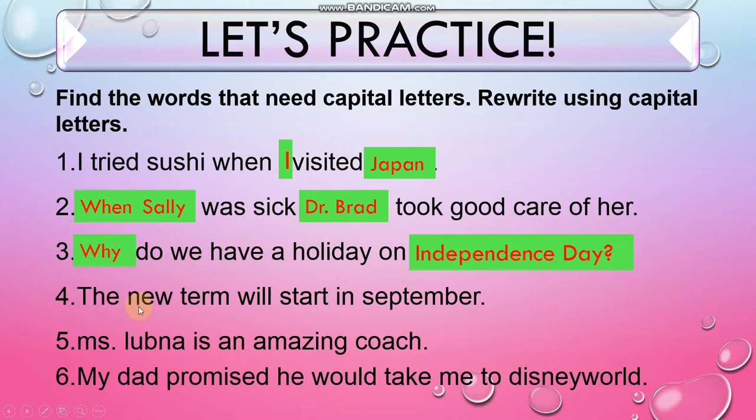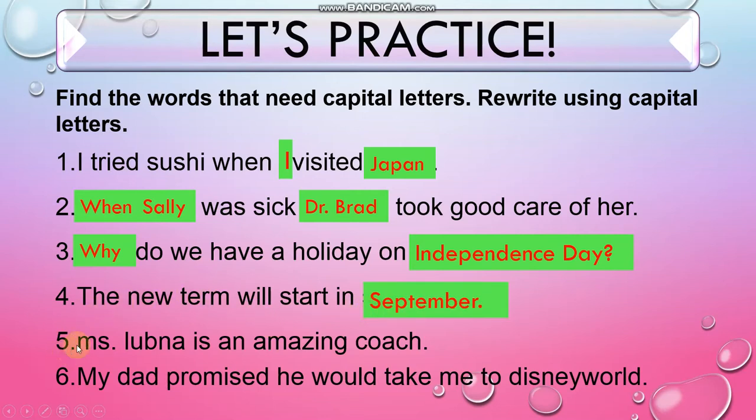Next, number 4. The new term will start in September. They started it absolutely right. They started with a capital letter, so nothing's wrong, right? Or is there something wrong? September, the name of a month. We have to capitalize it.